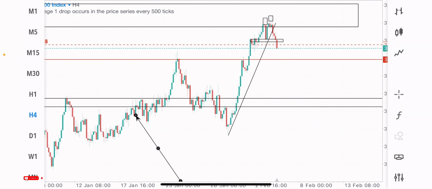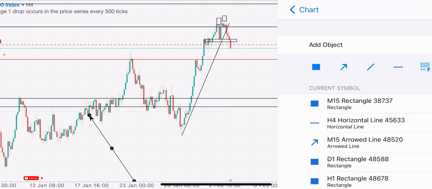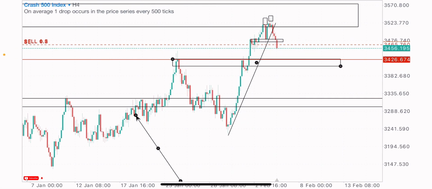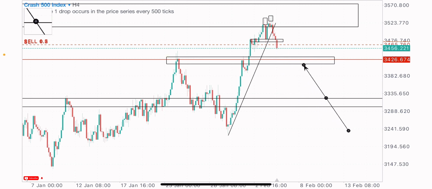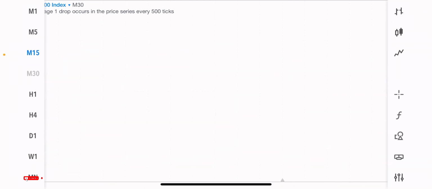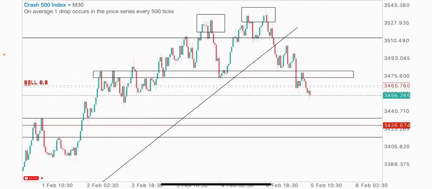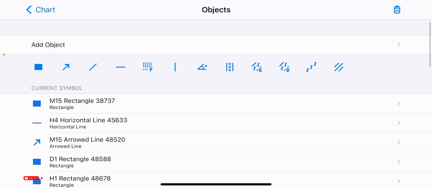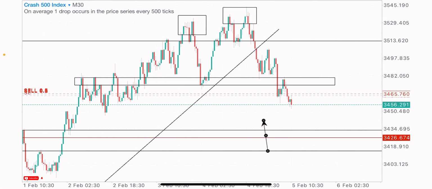But still, we have a sensitive level at this zone, which we have to watch out for. Price could come give a retest of this level before the buy continuation on this index. So that's it, guys. That's how I was able to sell Crash 500 index. That was how I was able to take the sell trade on this index. More sells expected, at least to this level, right, in the coming hours and days.